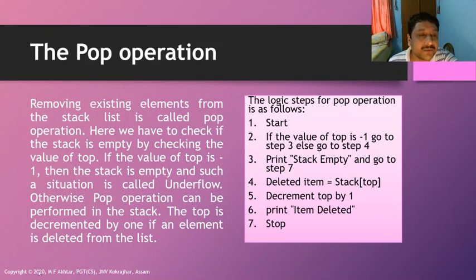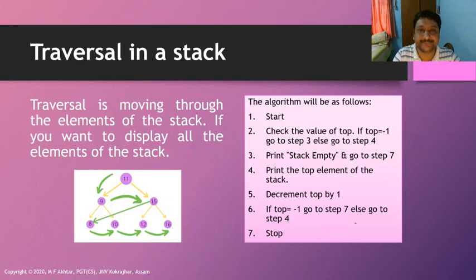Here we have to check two things. First, we check whether the value of top is -1 or not. If it is -1, then this message will be displayed, and then we stop. If this situation is not there, then again two steps we follow: from the top position we take the element, and then the value of top will be decremented by 1, and a message can be displayed that the item is deleted. We will see these things in practicals also.